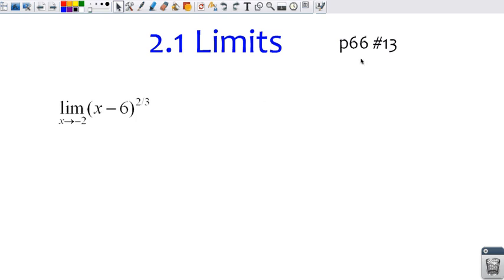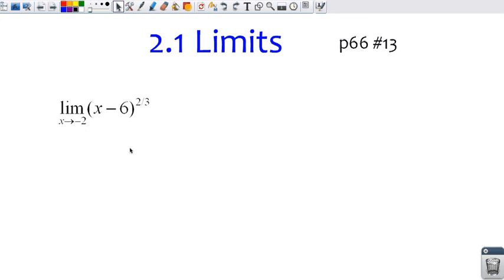I got a request to do problem 13 on page 66 and to make a video about that. So here goes. We're looking at lesson 2.1 on limits, and we're supposed to find the limit of this expression as x approaches negative 2.